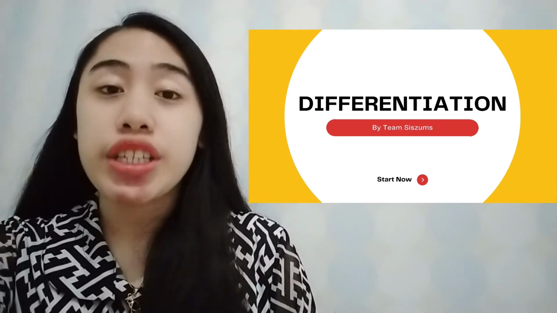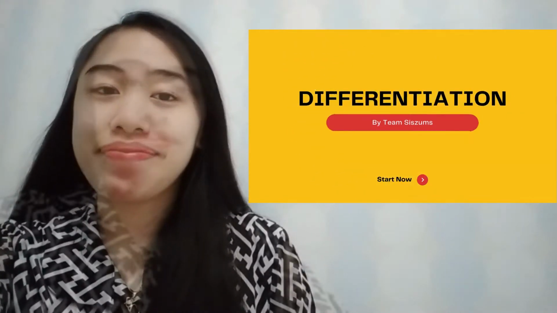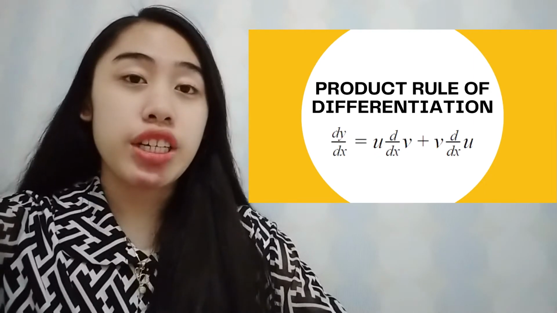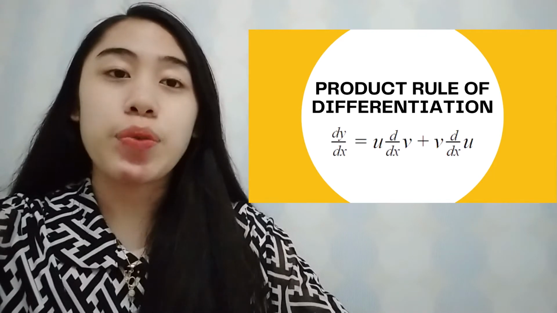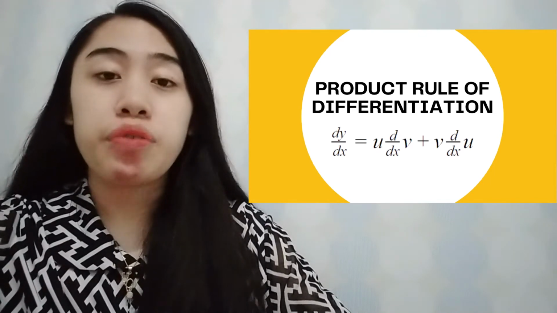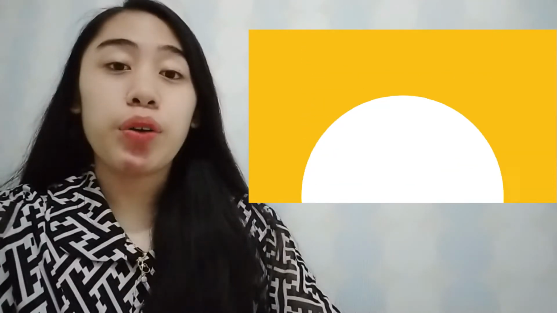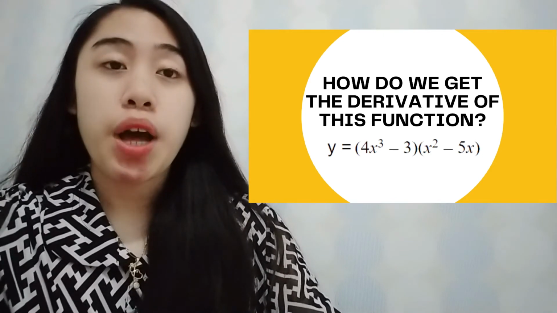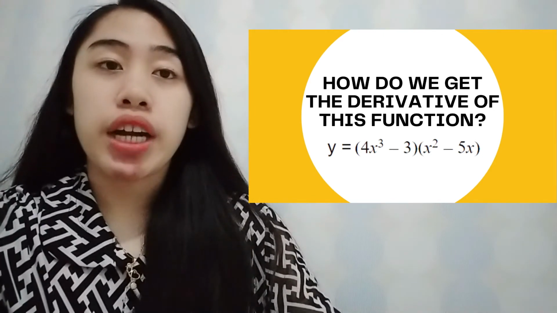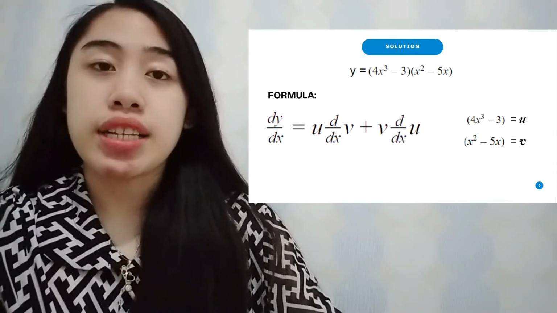This is differentiation, or in other words, we find the derivative of that function. In solving this equation, first you must use this formula. dy over dx equals u times the derivative of v plus v times the derivative of u. Now, we must get the derivative of this function. Y equals 4x cubed minus 3 times x squared minus 5x. So 4x cubed minus 3 represents u, while x squared minus 5x represents v.